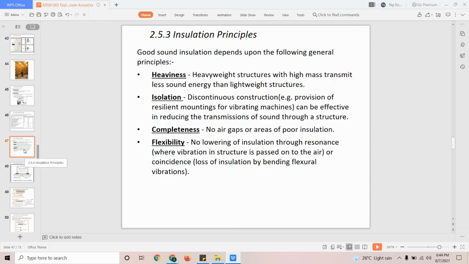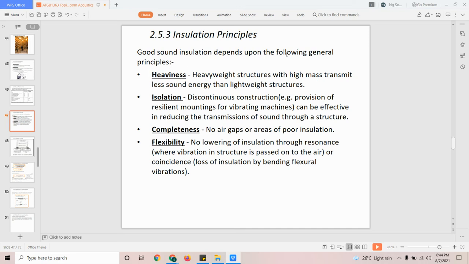So there are 4 factors that are the principle behind insulation. We have heaviness, isolation, completeness, and flexibility. So when it comes to heaviness, here it mentions heavyweight structure with high mass transmits less energy than lightweight structure.